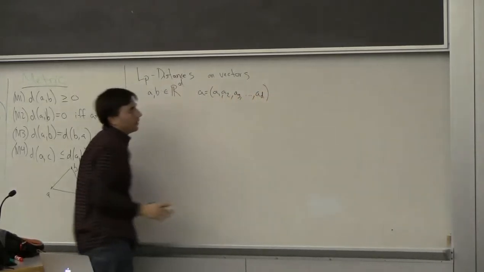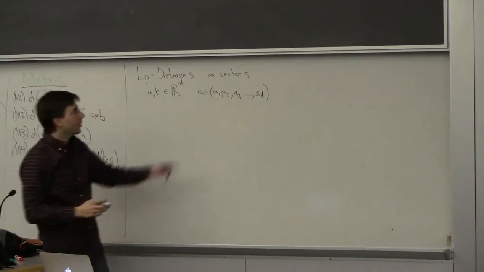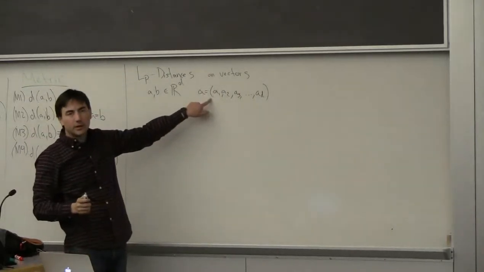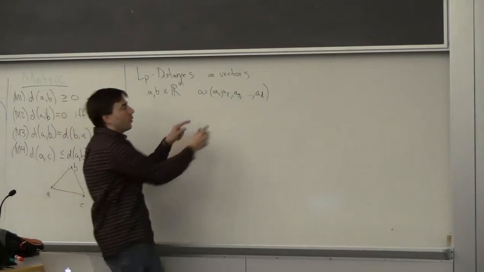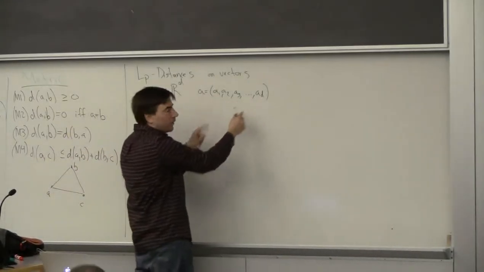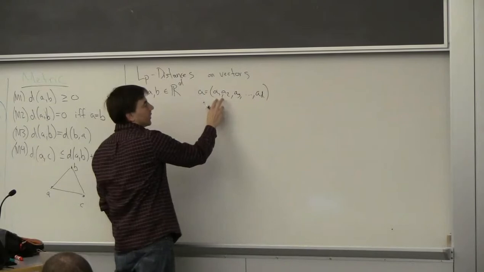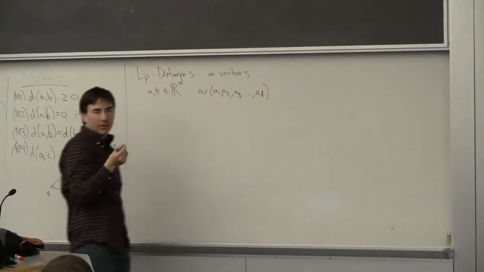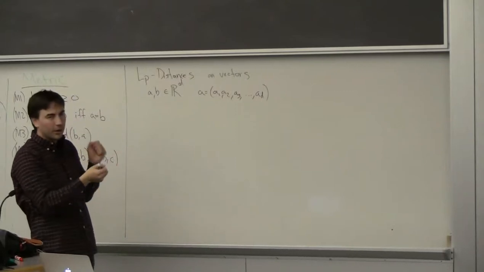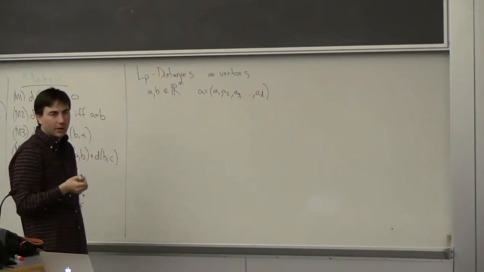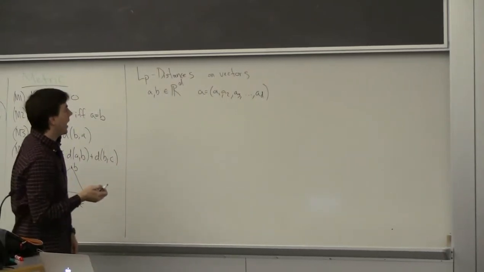..., AD), and remember when I write it in these parentheses, this means it's an ordered tuple. So if I switch A1 and A2, it's not the same point anymore. So it's not a set. It's an ordered set in particular of D objects.